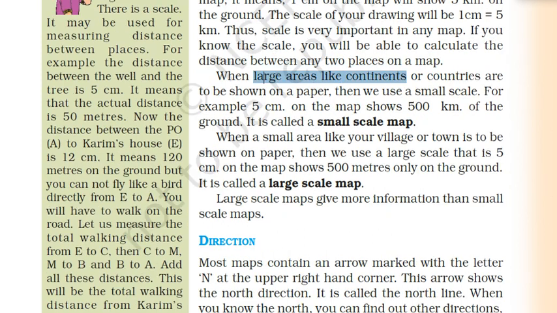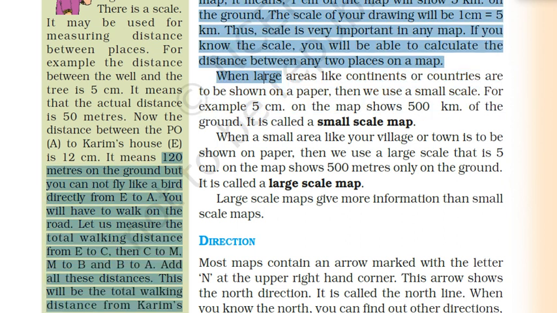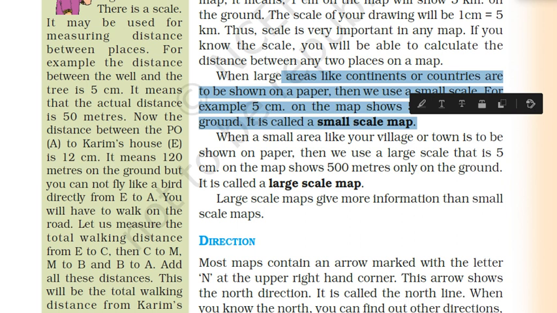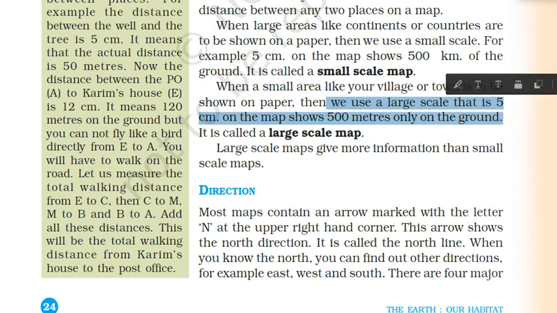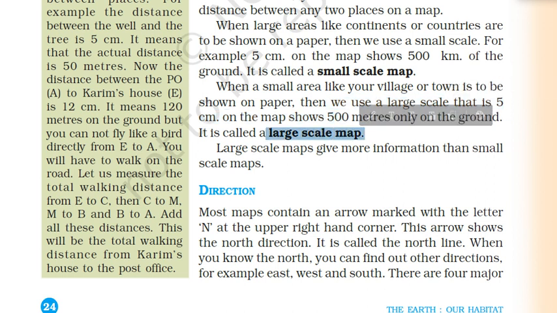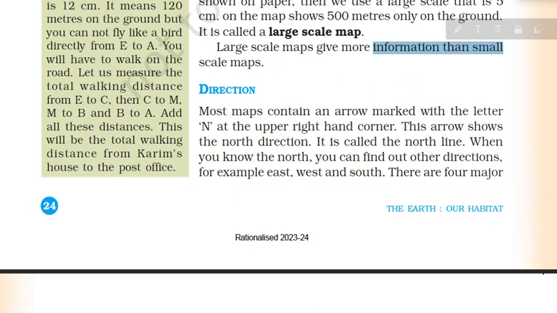When large areas like continents or countries are to be shown on a paper, then we use a small scale. For example, 5 centimeters on the map shows 500 kilometers on the ground. It is called a small scale map. When a small area like your village or town is to be shown on a paper, then we use a large scale, that is, 5 centimeters on the map shows 500 meters only on the ground. It is called a large scale map. Large scale maps give more information than small scale maps.